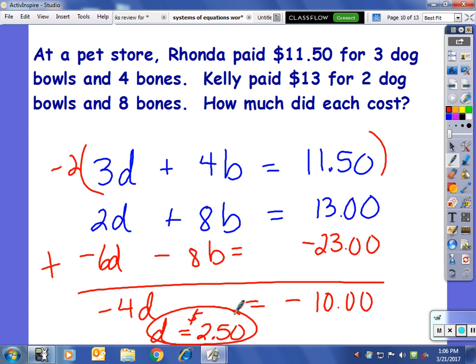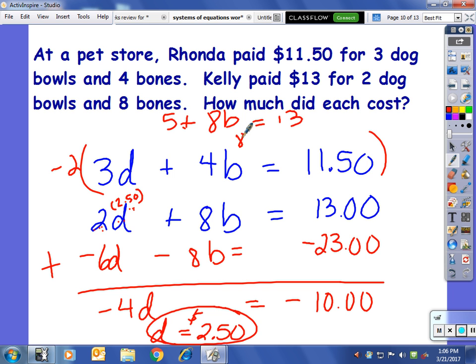What do I still have to find? Okay, so go back to one of the equations. I think that middle blue equation would probably be the easiest. And I'm going to put in $2.50 for the price of the dog bowl right here, $2.50. What's 2 times $2.50? 5. So this equation, I'm going to write it up here, would now say 5 plus 8B equals 13.